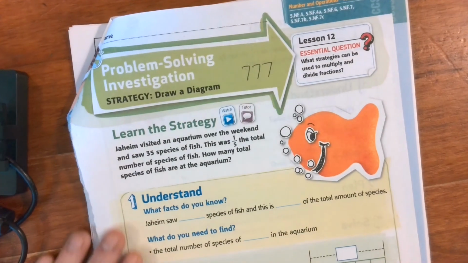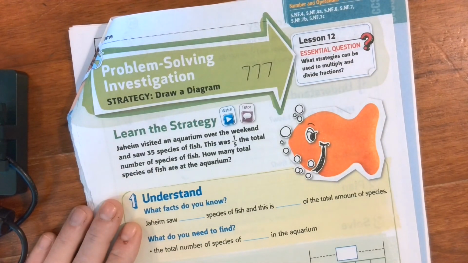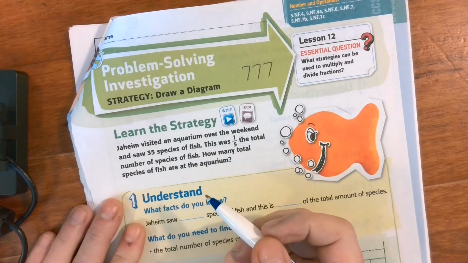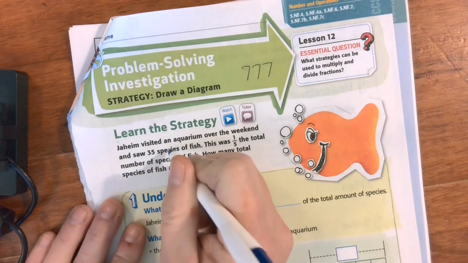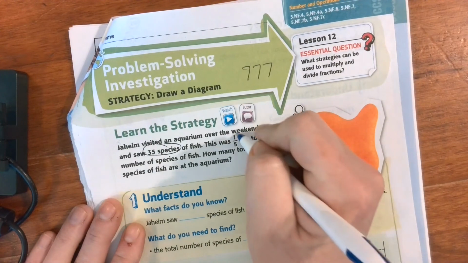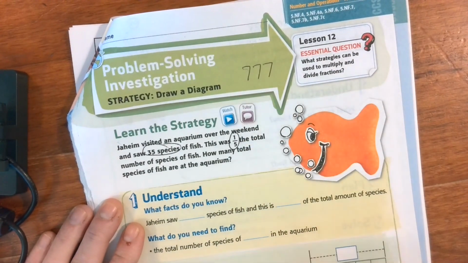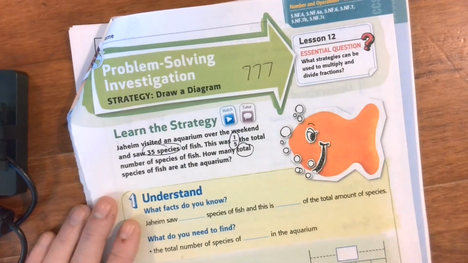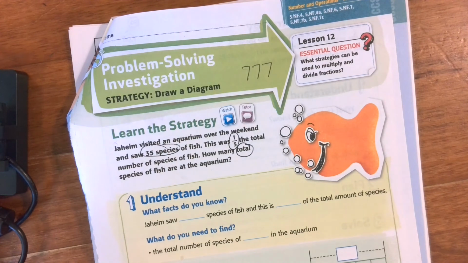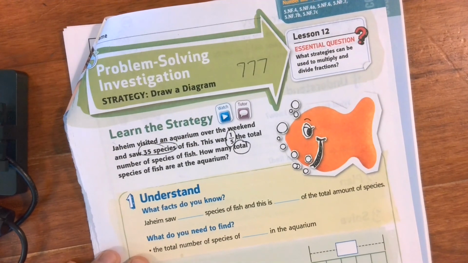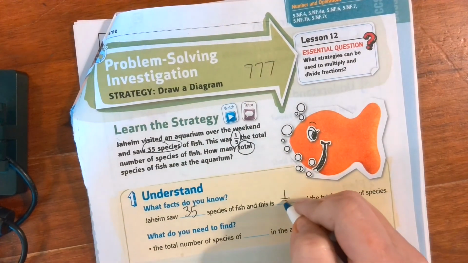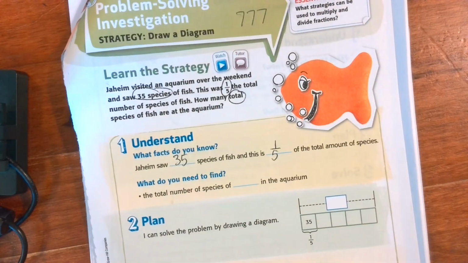Learn the strategy. Jay visited an aquarium over the weekend and saw 35 species of fish. How many fish? 35 species. This was 1/5 the total number of species of fish. How many total, so that's what we're looking for, species of fish are in the aquarium. So what facts do you know? Jay saw 35 species. This is 1/5 of the total amount of species.